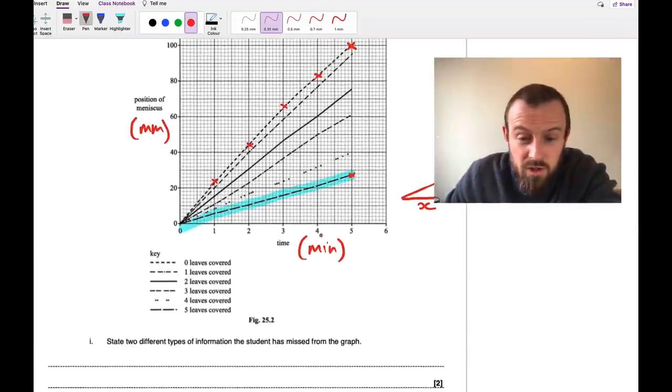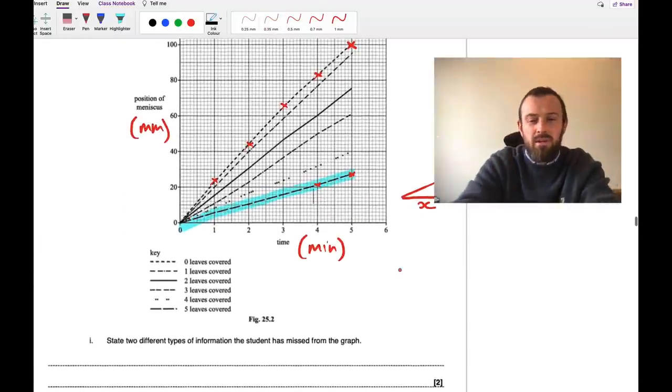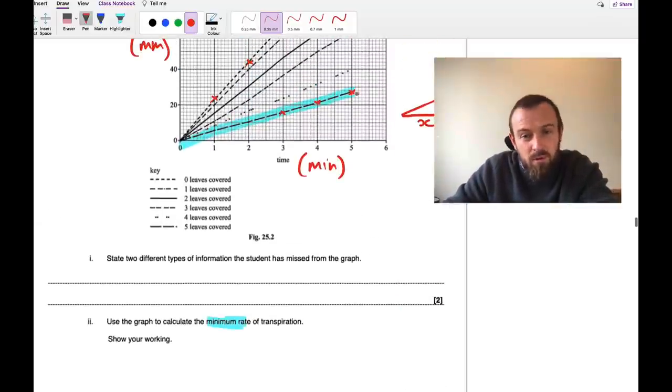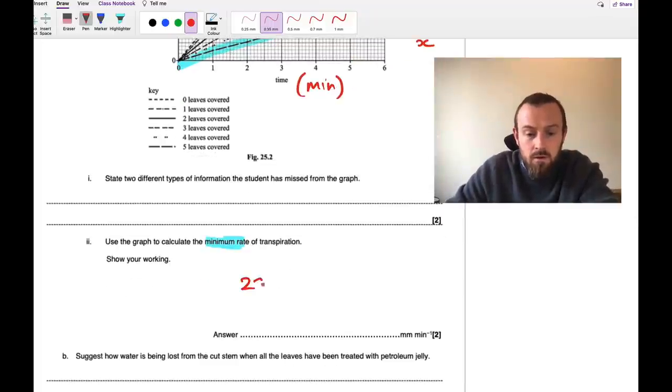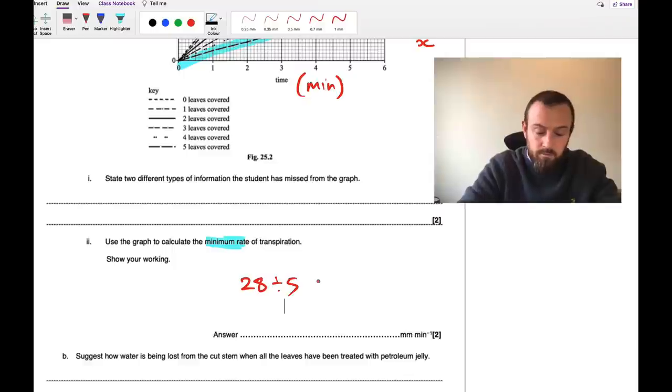Or if you wanted to, you could do the 4 minutes and maybe it's 21 divided by 4 or something like that. You could pick any point because it's a constant gradient, but probably over here is best. So let's do 28 divided by 5. And that should give you the answer. 5.6.